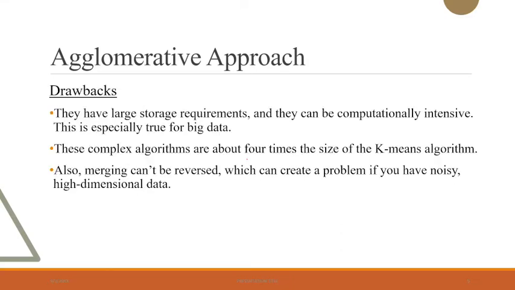There are some limitations too in this approach. It requires a large amount of storage, which makes the computation process a little complex, and the algorithm is 4 times the size of the k-means algorithm. As merging cannot be reversed, it creates some mess when the data is to be pre-processed.